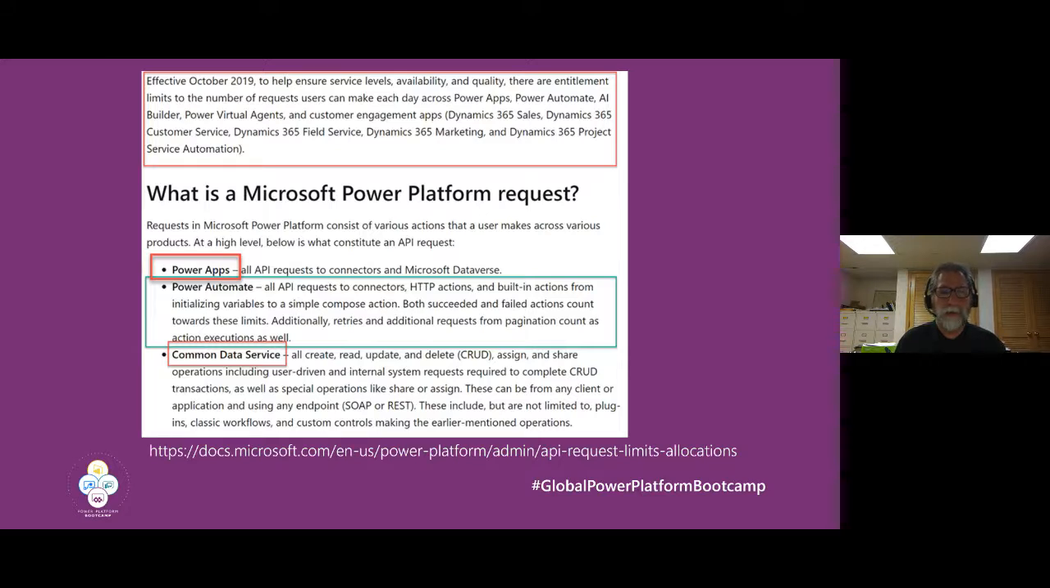That's not what's happening at all. Totally ignore everything on this page and on this document as it relates to Power Apps and Common Data Service. They are not paying attention to that. I'm going to say that again. Totally ignore this scary warning here. The only thing that's being managed is Power Automate. And they are looking at the API requests that your Power Automate flows consume.